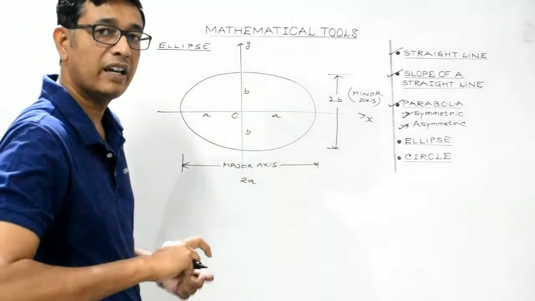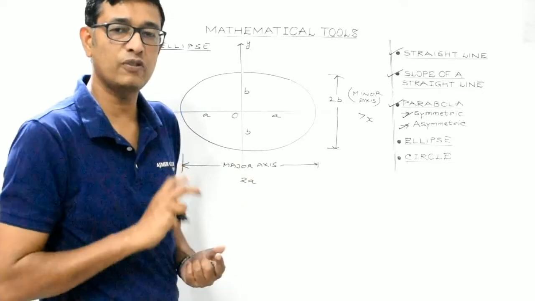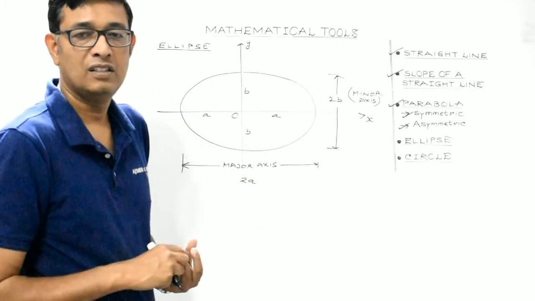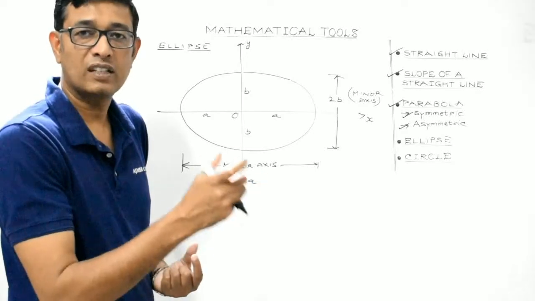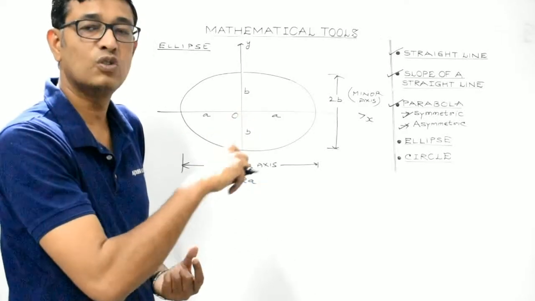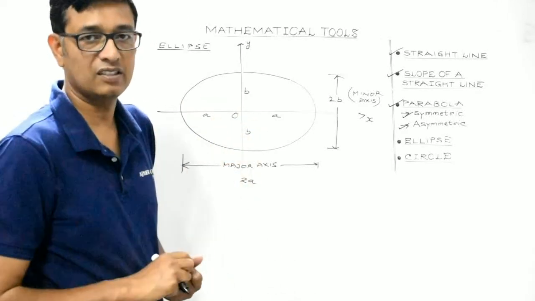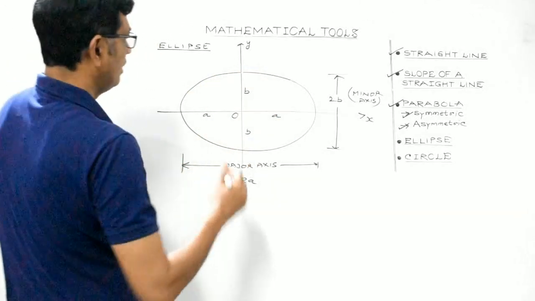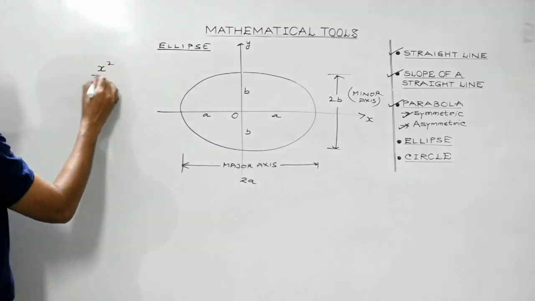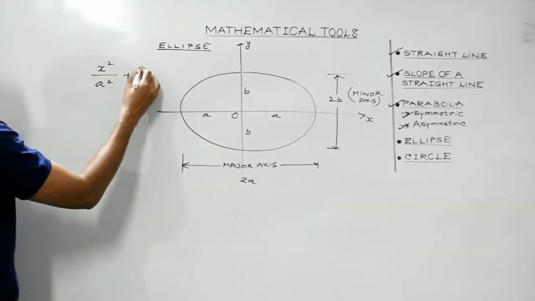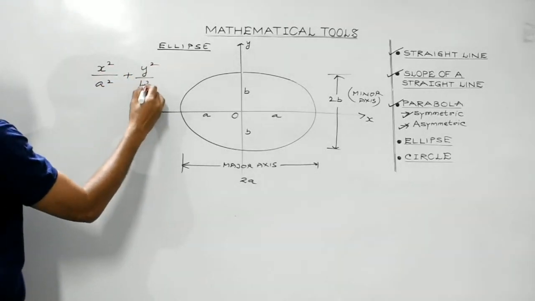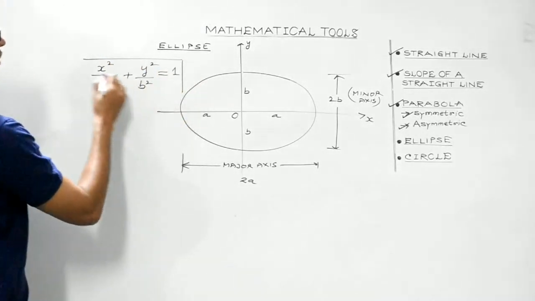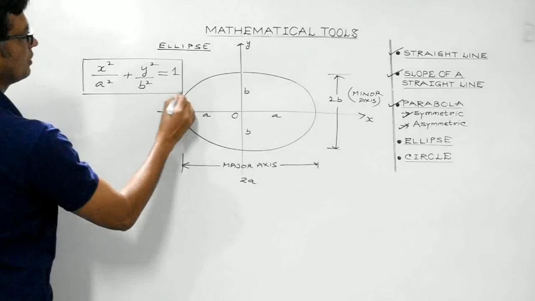So, students, a and b are unequal in the case of an ellipse. One is greater than the other. The greater one is known as semi-major axis. The smaller one is known as the semi-minor axis, right? So, the standard equation of this particular graph is x square by a square plus y square by b square is equal to 1. So this is the standard equation of an ellipse.